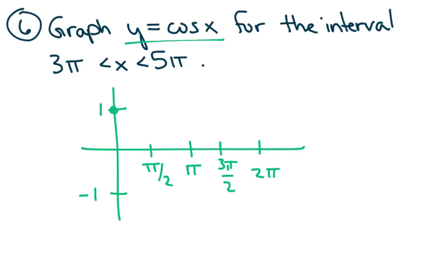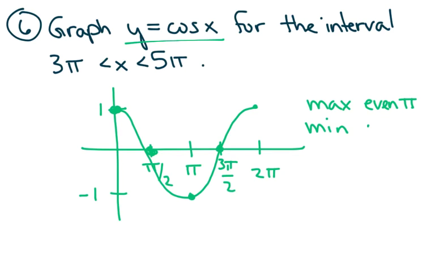It started at 1 when x was 0, and then at pi over 2 it was at 0, at pi it was at its minimum, at 3 pi over 2 it was on the x-intercept, and at 2 pi it's back at the maximum. Some of the things we discovered about the cosine curve was that the maximums were at even pi's, and the minimums were at odd pi's, and the x-intercepts were at the half pi's.